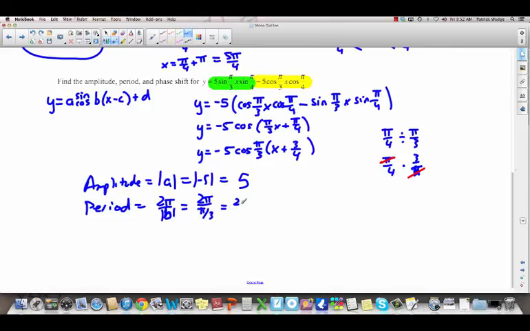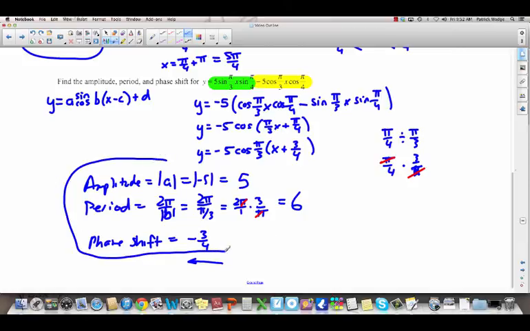So that's the same as 2 pi over 1 divided by pi over 3, but I'll flip it, multiply, so I get 3 over pi, and we end up canceling out those pi's. So you get 2 times 3, you get a period of 6. And the phase shift, that's our c value, right? The phase shift is plus 3 over 4, so the phase shift is -3 over 4. In other words, it's going to move 3/4 of a unit to the left. There's your answers, 5, 6, and -3/4.